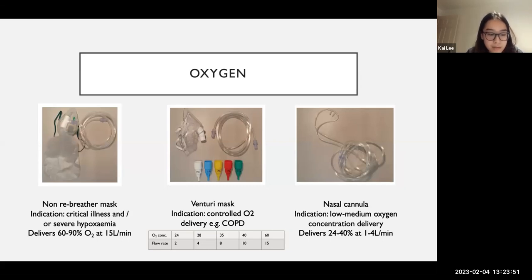Whereas if you try and turn down the oxygen for a mask like a 15 liter flow rate, it wouldn't be accurate after. So you have to move down to 10, 8, 4, 2, just according to the different flow rate that you're aiming for. And then there's also the nasal cannula, which is delivered from 1 to 4 liters. And that would just be a low to medium oxygen concentration delivery for patients requiring low oxygen support.